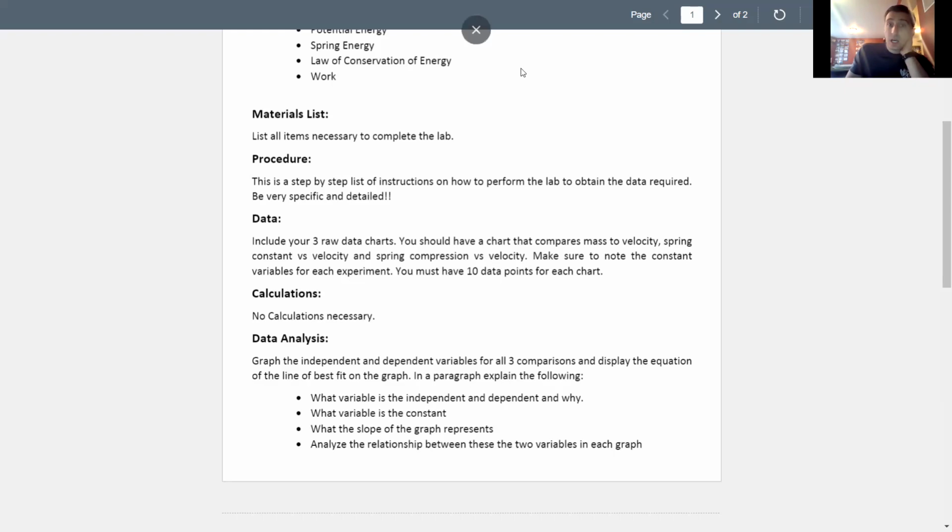I actually think I have, let me see here. I think I have a data example. Yeah, let me pull it up here so I can kind of show you what I'm talking about. Okay.